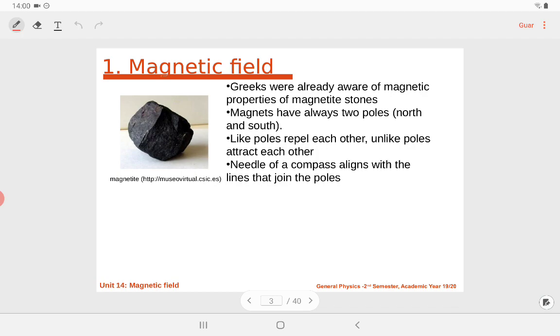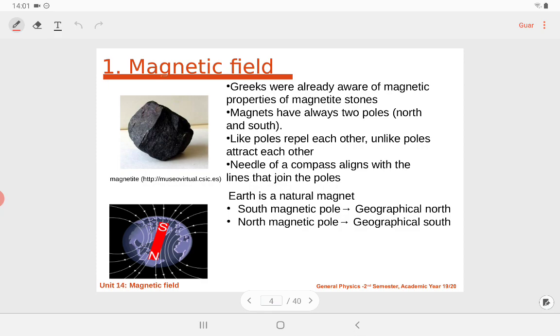However, it's very important to realize that the poles always come in pairs. So you cannot manage to get a single pole without the other one. So if you get a magnet and you try breaking it in two, you will again have for these two magnets two poles, a North Pole and a South Pole.